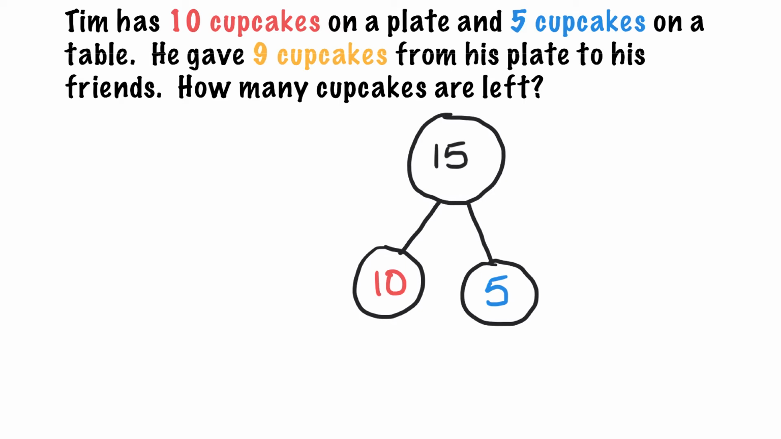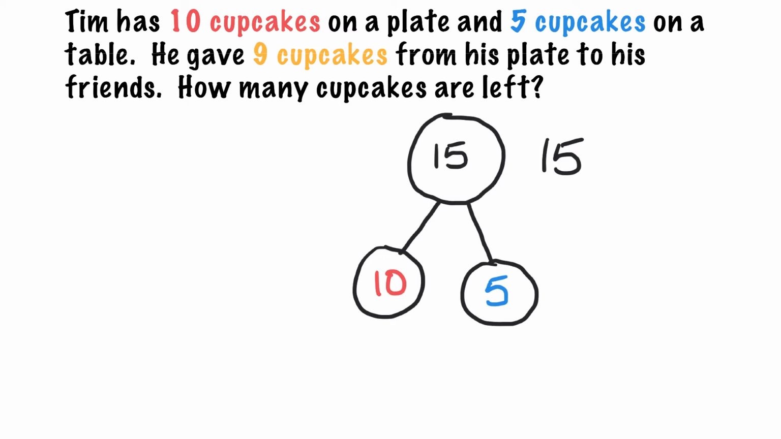So we can start out on our subtraction problem here, can't we? We can say that we have 15 and he gave away 9. And we know it's going to be subtraction again, boys and girls, because he gave them away. If we're giving something away, we're going to have fewer left. So we know it's going to be subtraction.